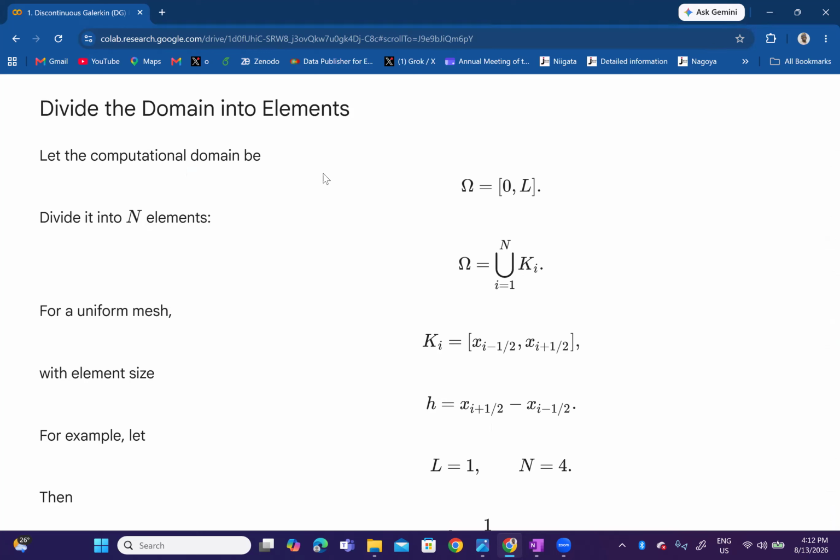So let the computational domain be omega, which is the closed interval 0 to L, like I showed on that iron bar. Divide it into n elements. So if you divide it into n elements, it means omega is the union of all i equals 1 to n of Ki. So you have K1 union K2 union K3 union K4 up to union Kn. Okay, let me try to write that out.